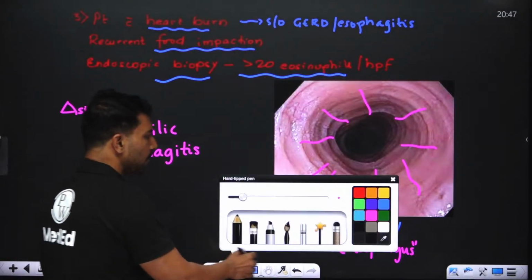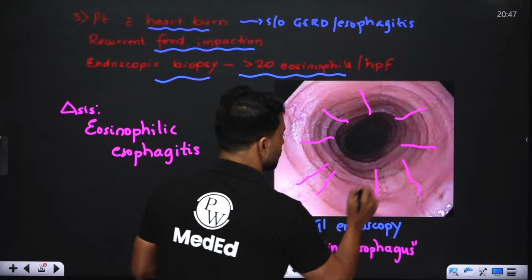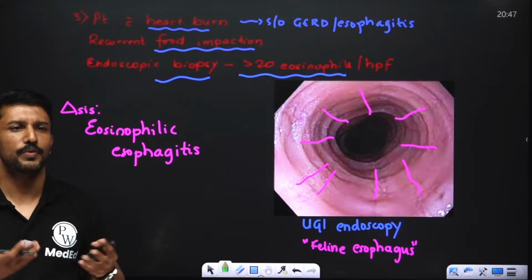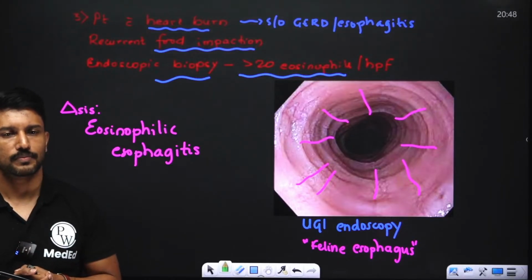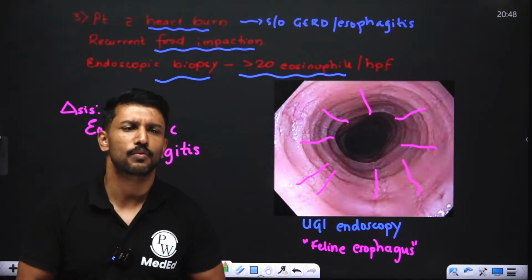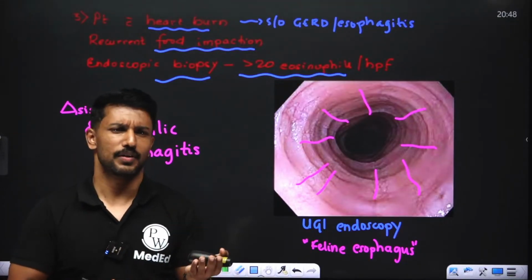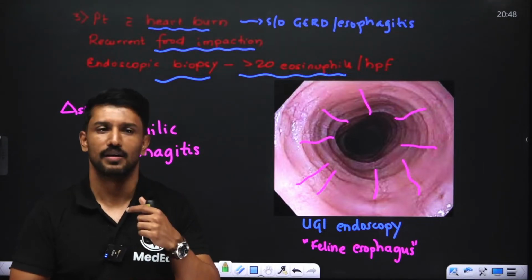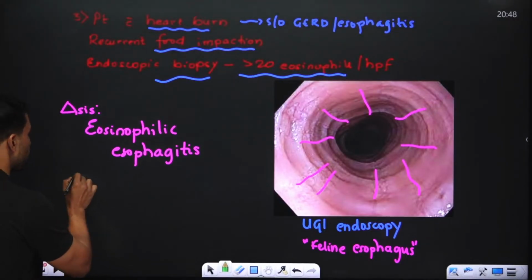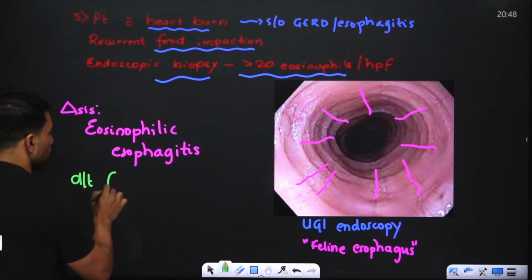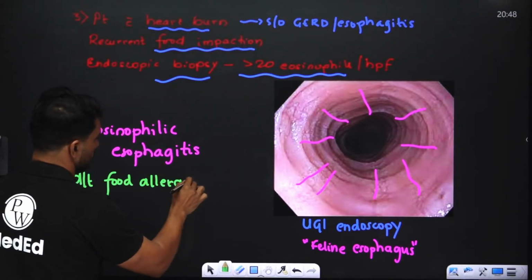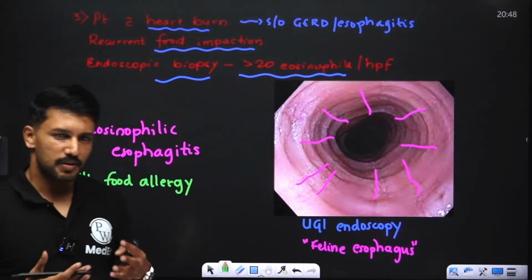Okay. Now, can anybody tell me what could be the reason for this eosinophilic esophagitis? Why someone ends up with eosinophilic esophagitis? Where do you get eosinophils? In what other disease you get eosinophils? Whenever you talk about eosinophils, you talk about asthma, allergies. So eosinophilic esophagitis is also believed to be due to allergy to food, right? It is due to food allergy. So this person may be allergic to food.